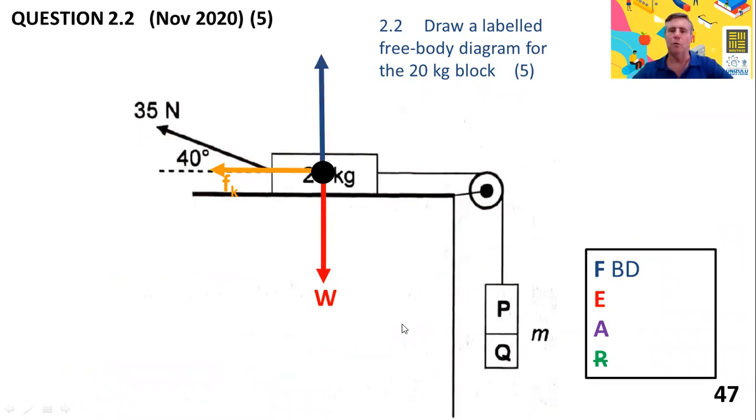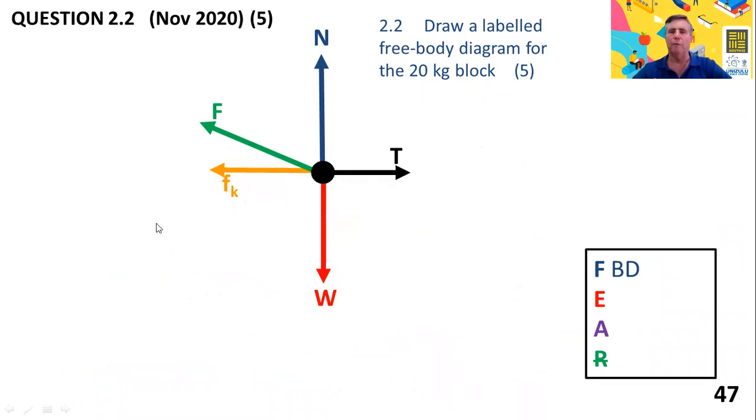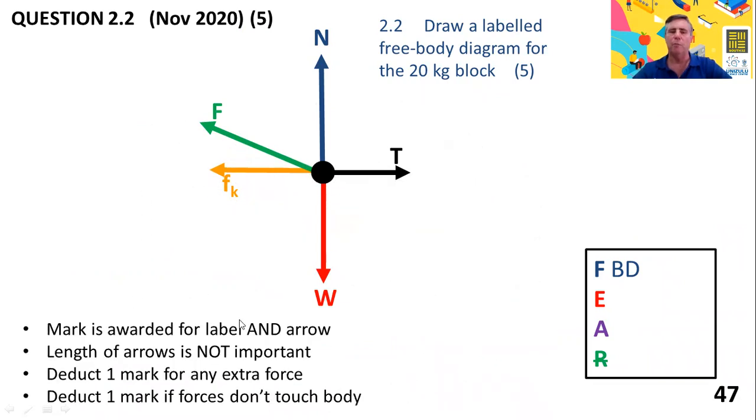We have the normal force, always at 90 degrees to the surface. Then we have the applied force of 35 newtons pulling to the left. And we have the tension force in the string pulling to the right. So those 5 forces to get 5 marks. Make sure you have the arrow and the label. Don't worry about the length of the arrows. Don't add any extra forces, and make sure the forces touch the body.